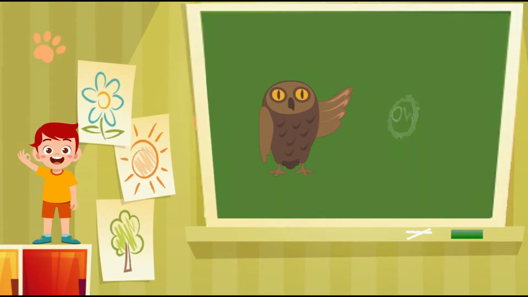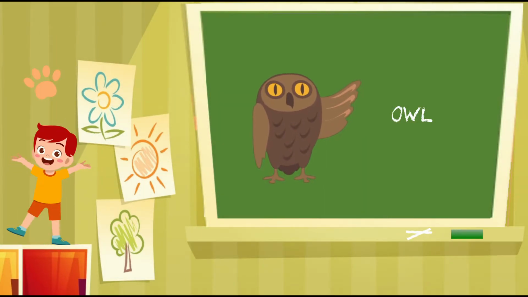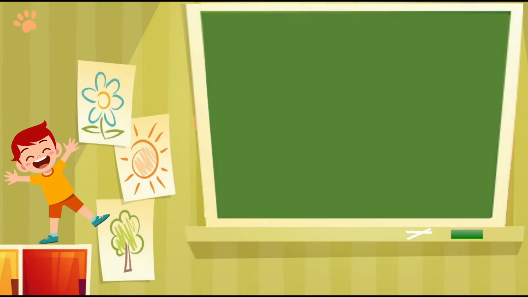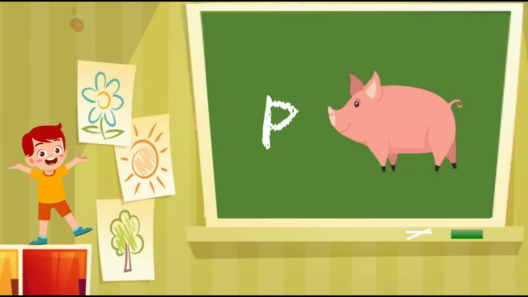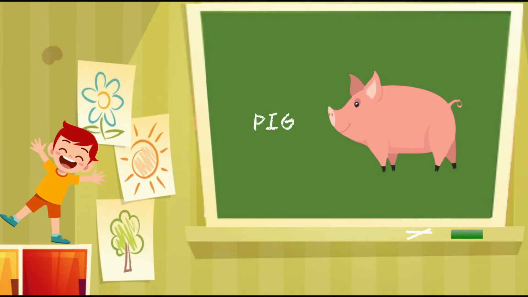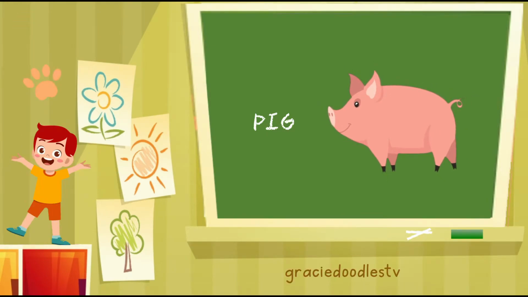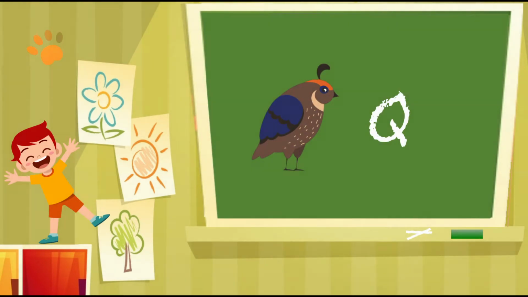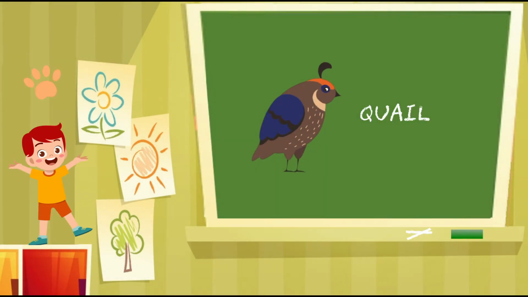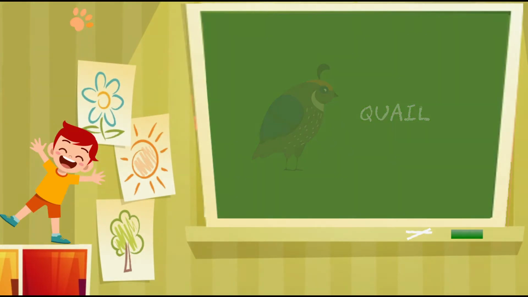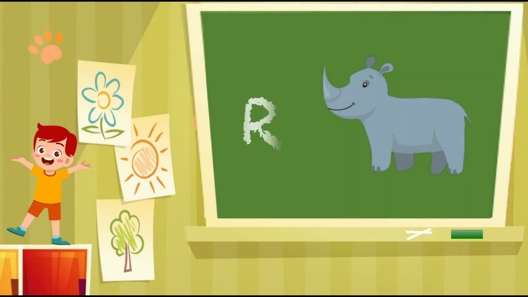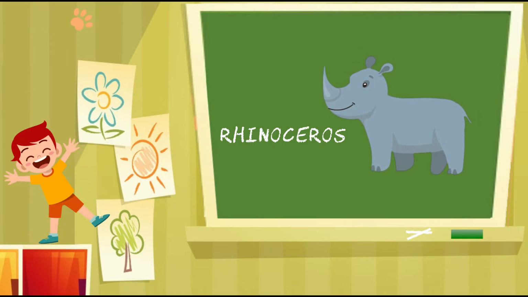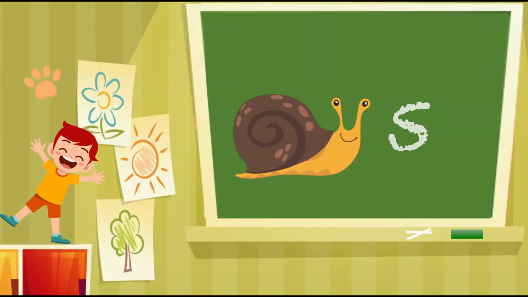O is for owl. P is for pig. Q is for quail. R is for rhinoceros. S is for snail.